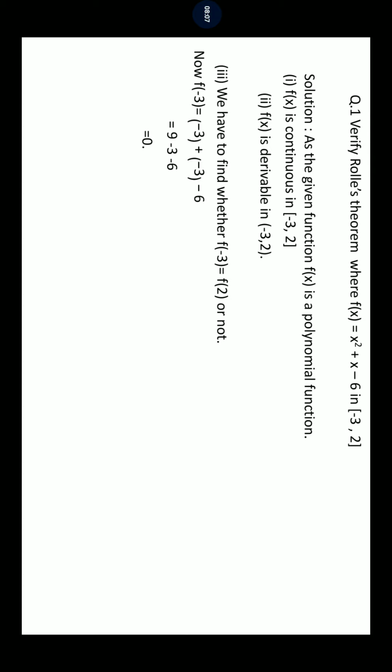So hence the value for f of -3 will be 0, and you find the value for f of 2 as well. This is 2 whole square. Your whole square is missing out here. Please be careful with this. 2 square is 4, plus 2 is 6, 6 minus 6 is 0. So hence we got f of -3 equals f of 2, which means that f of a equals f of b.